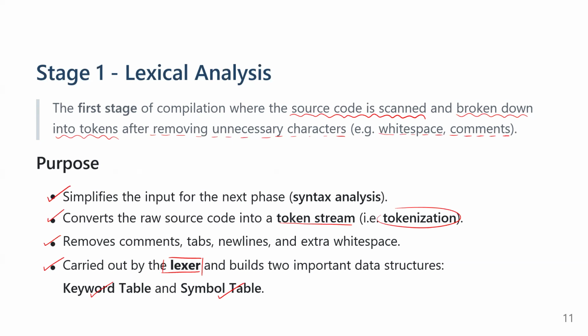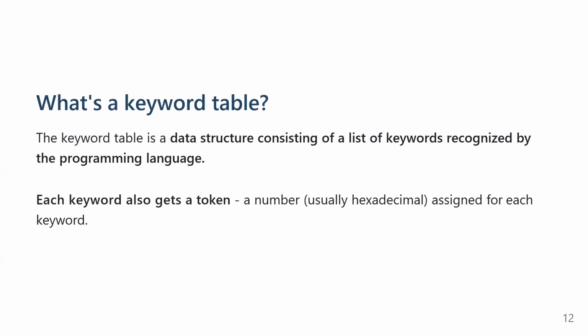But what exactly is a keyword table, right? We haven't heard of that term before, have we? No, we haven't. Let's understand what keyword tables do. A keyword table is a data structure consisting of a list of keywords recognized by a programming language, which means that just like how a symbol table keeps track of all your identifiers, a keyword table keeps track of all the keywords, where it's a list of keywords that are officially recognized by the programming language.